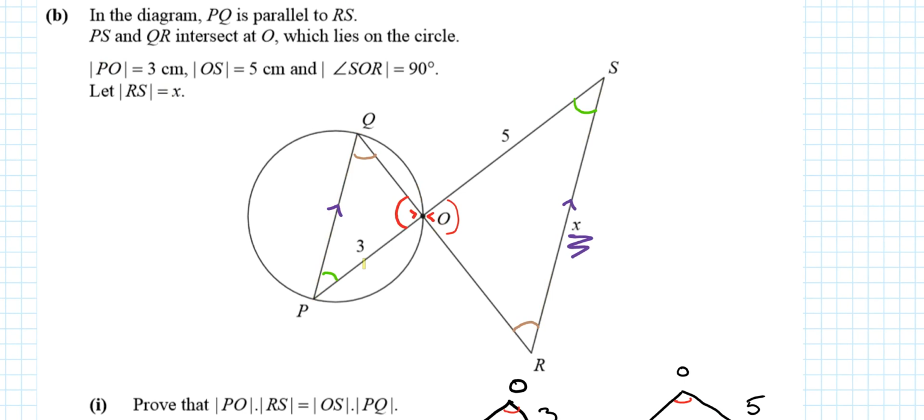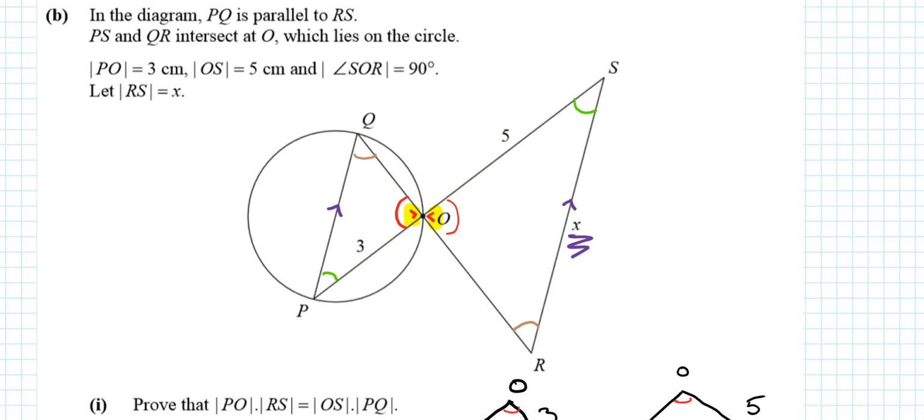PO is 3 centimeters, as given. OS is 5, and SOR, interestingly, is a right angle. And as they're straight lines, the angle here must also be a right angle because they're vertically opposite.